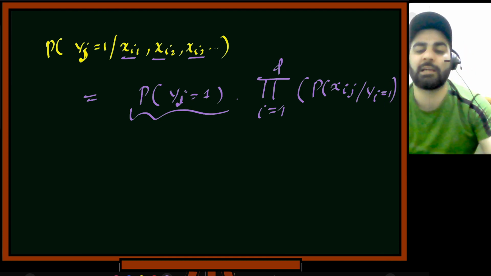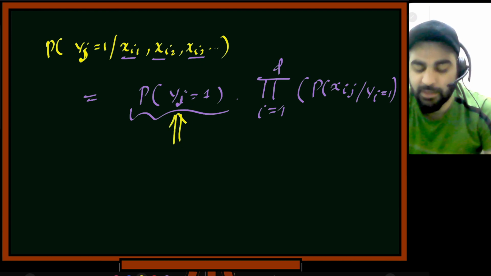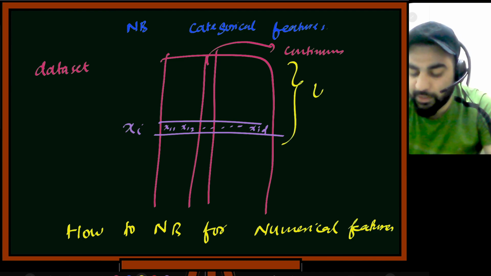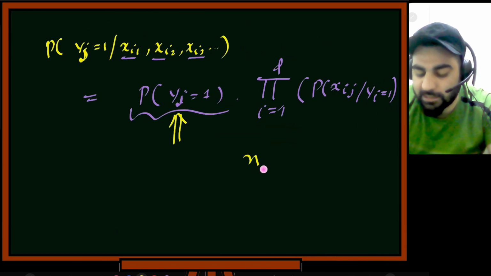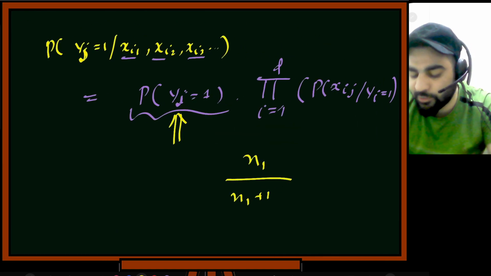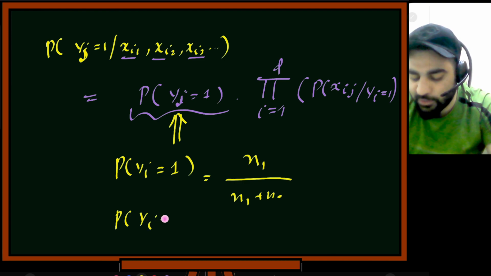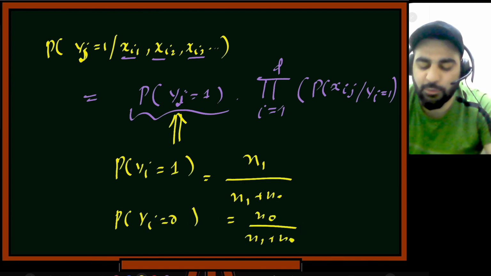Here the class prior is easy to compute. You know how to compute the class priors. You will take this data, let's suppose here the y label is 1 and here the label is 0. You count the number of examples with label 1 divided by n1 plus n0. This gives you the probability of yi equal to 1, and the probability of yi equal to 0 is given by n0 divided by n1 plus n0. This is how you compute the class priors.